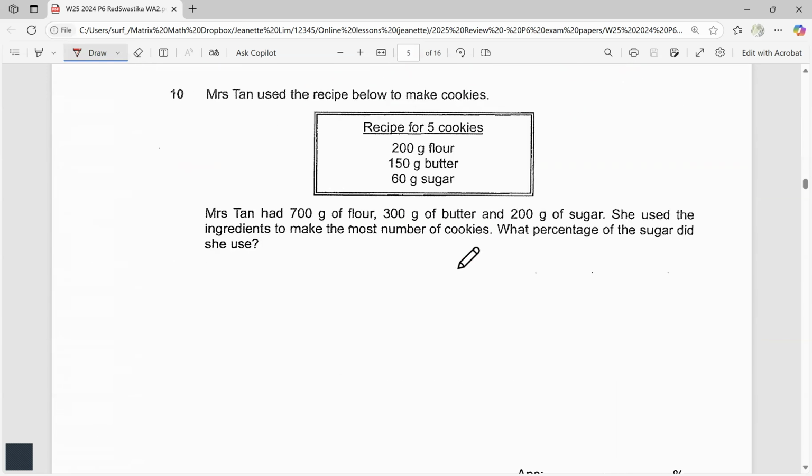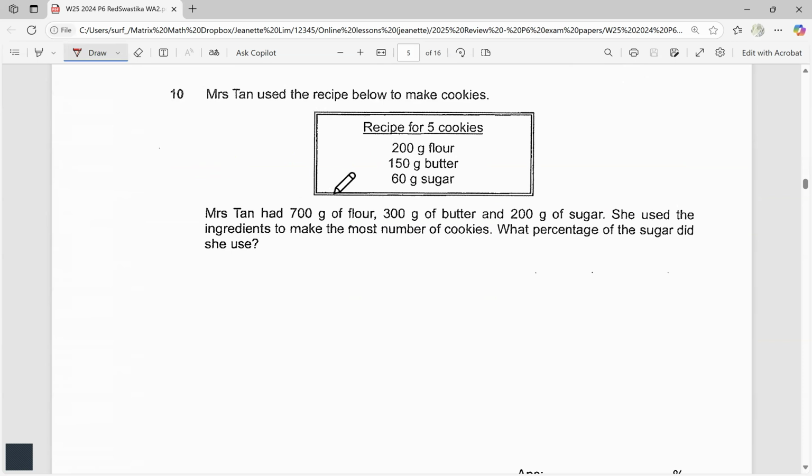Question 10. Mrs. Tan used the recipe below to make cookies. So this is a recipe for 5 cookies. She had 700 grams of flour, 300 grams of butter, 200 grams of sugar. She used the ingredients to make the most number of cookies. What percentage of the sugar did she use?